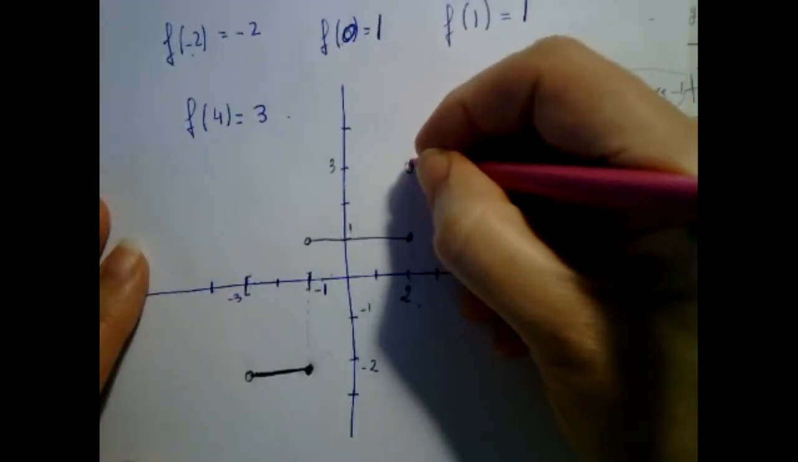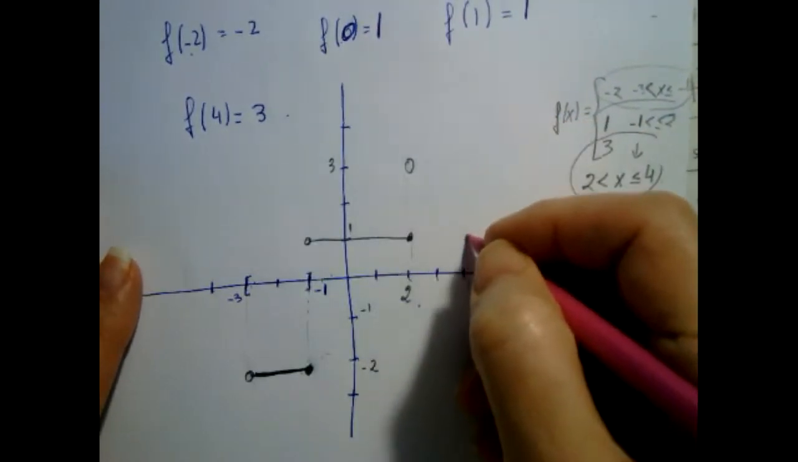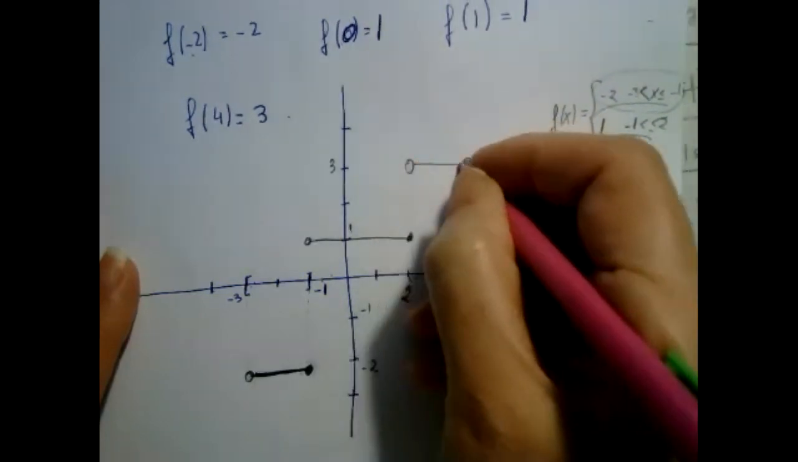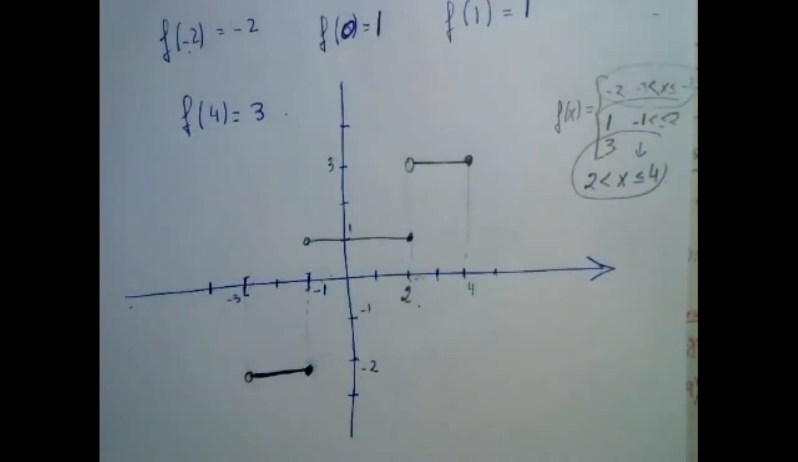That's open up here, and then at 4 it's closed at 3. So this is 4, I go all the way up, and everywhere in between it's a constant value. It's a 3. Okay, so the graph consists of 3 pieces, and in this particular problem, each one of them is just a horizontal line because the function is constant on each of those intervals.